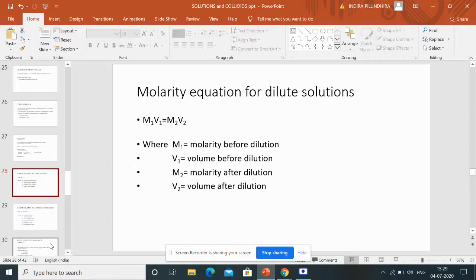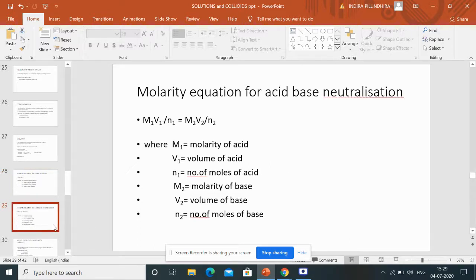Now, based on this expression, we are going to solve some problems. Now, we'll move to the next slide. The molarity equation for acid-base neutralization. So, when acid reacts with the base, we get salt plus water, and that reaction is known as the neutralization reaction. So the molarity expression for a neutralization reaction is M1V1 by n1 is equal to M2V2 by n2, where 1 stands for the acid and 2 stands for the base, and vice versa. We can take any abbreviation based on our convenience.